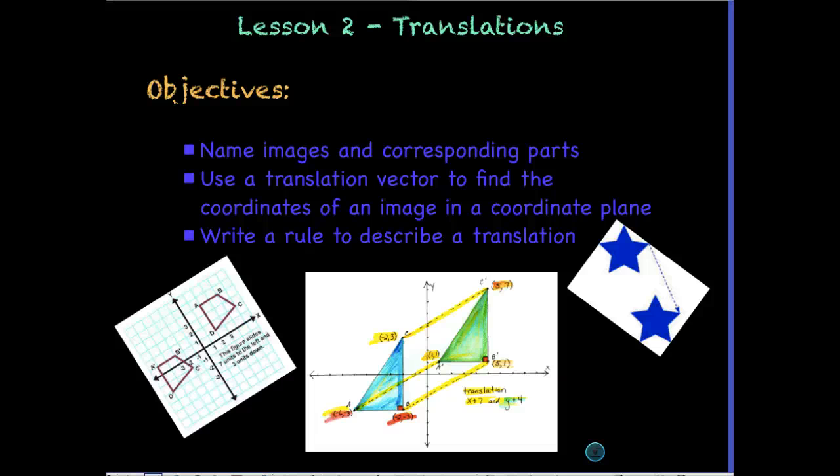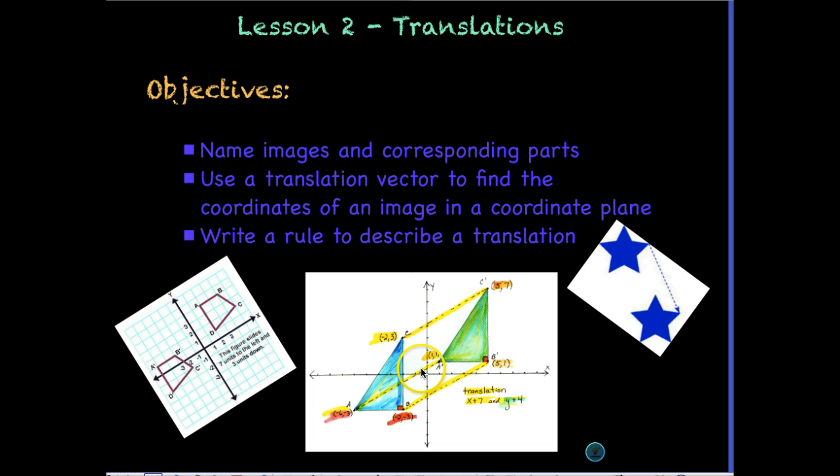Welcome to Lesson 2, Translations. A translation is just a transformation, as you learned in the last video. It's one of the many types of transformations that can be done to an object. Our objectives are to name images and corresponding parts, to use a translation vector to find the coordinates of an image plane, and to write a rule to describe a translation.